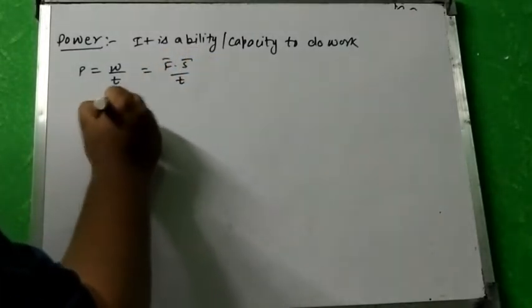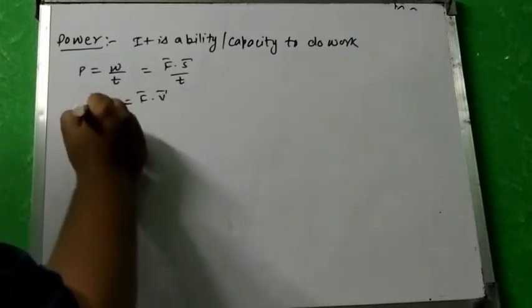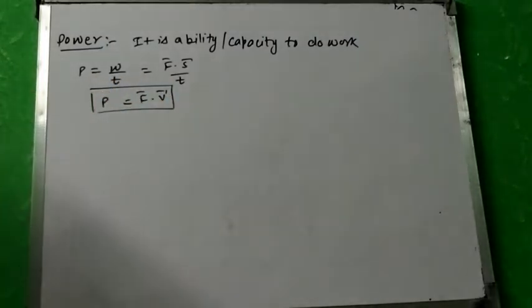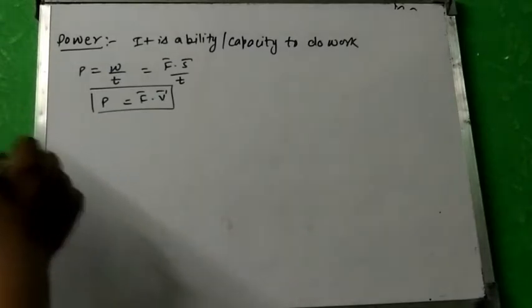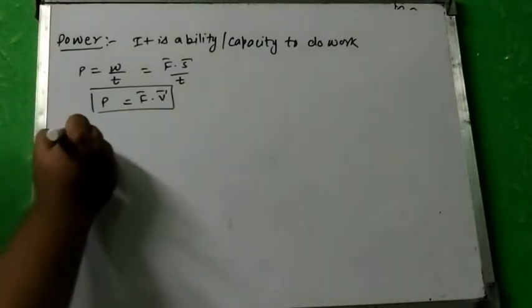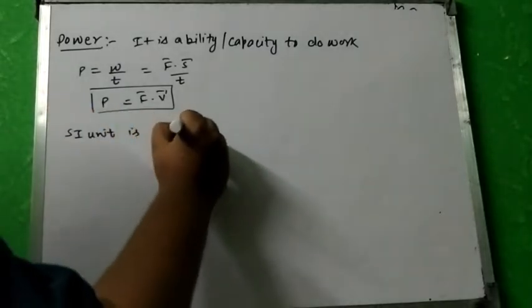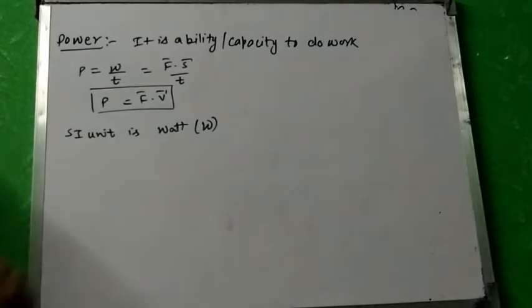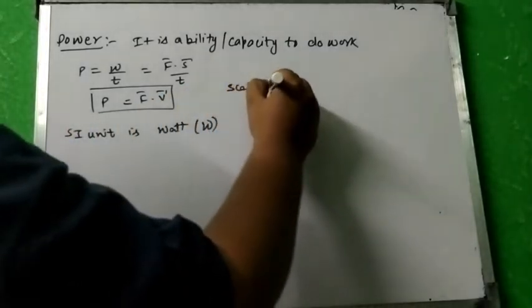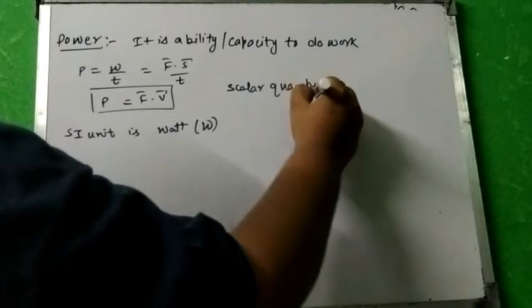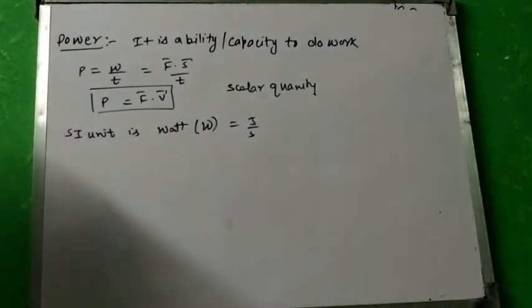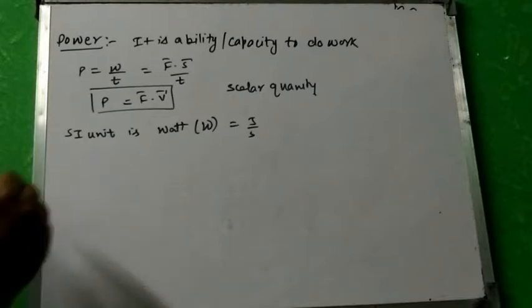Displacement upon time is what? Velocity. Or you can write it as vector F dot vector V. SI unit is watt or joule per second. Watt symbol is W and it is a scalar quantity.